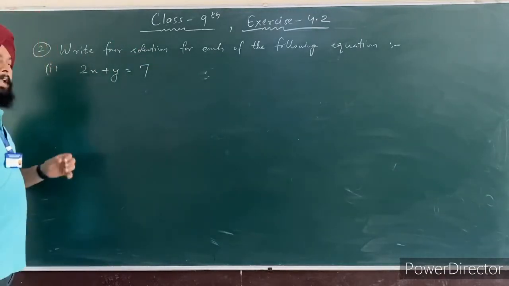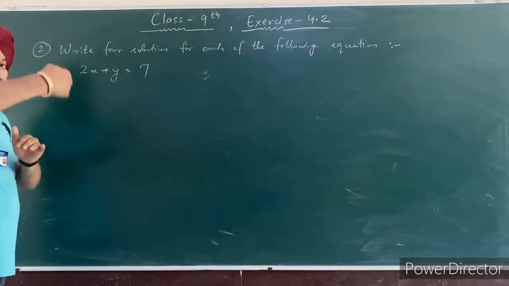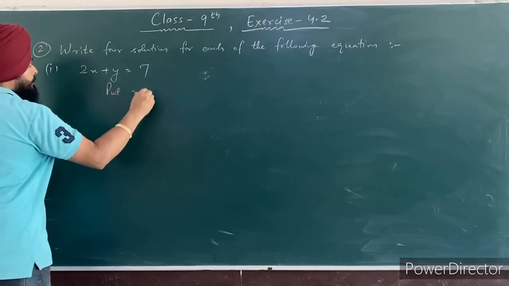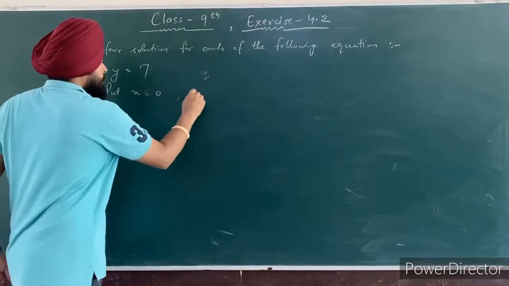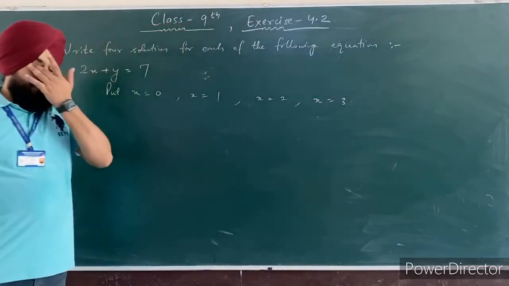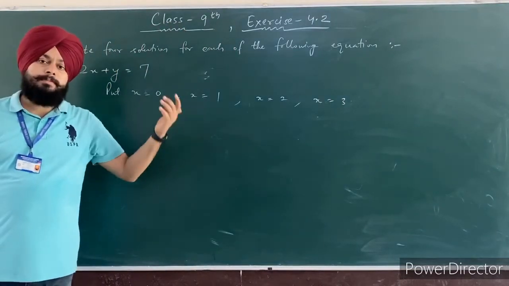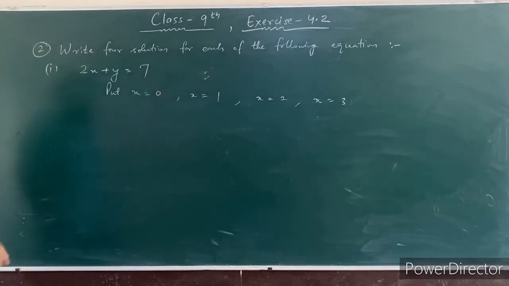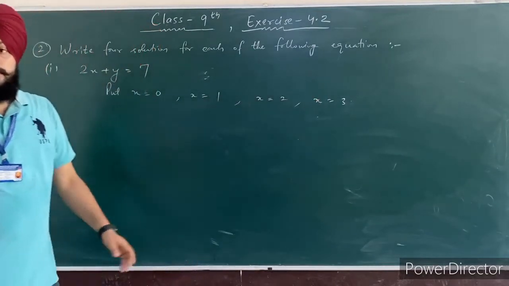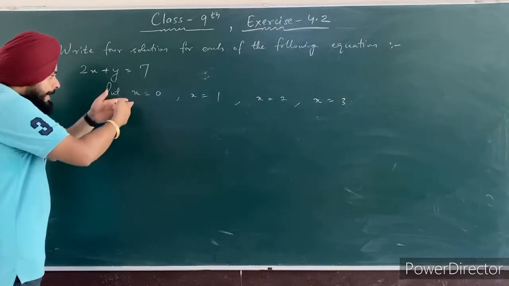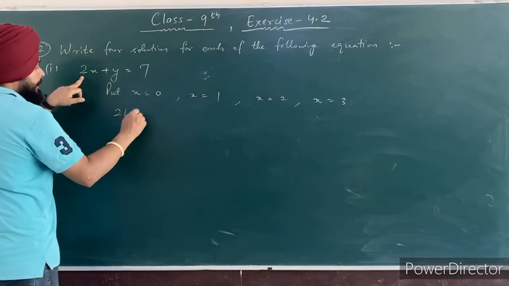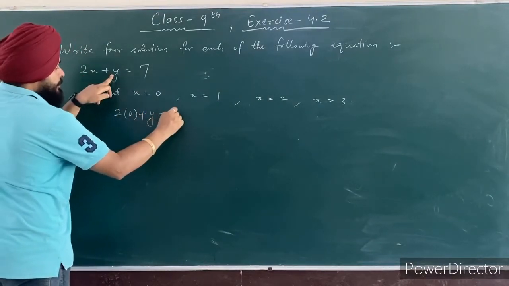ठीक है? You have to take any value of x, and then find the corresponding value of y. Clear? You can start from x equal to 0, then put 1, 2 and 3. You can also take negative values, minus 1, minus 3, minus 4, like this. Okay? I'll take 4 values. First one is 0, second x equal to 1, third is 2, and last is 3. So when we put x equal to 0, what is the corresponding value of y? 2 times x, that is 0, plus y is equal to 7.